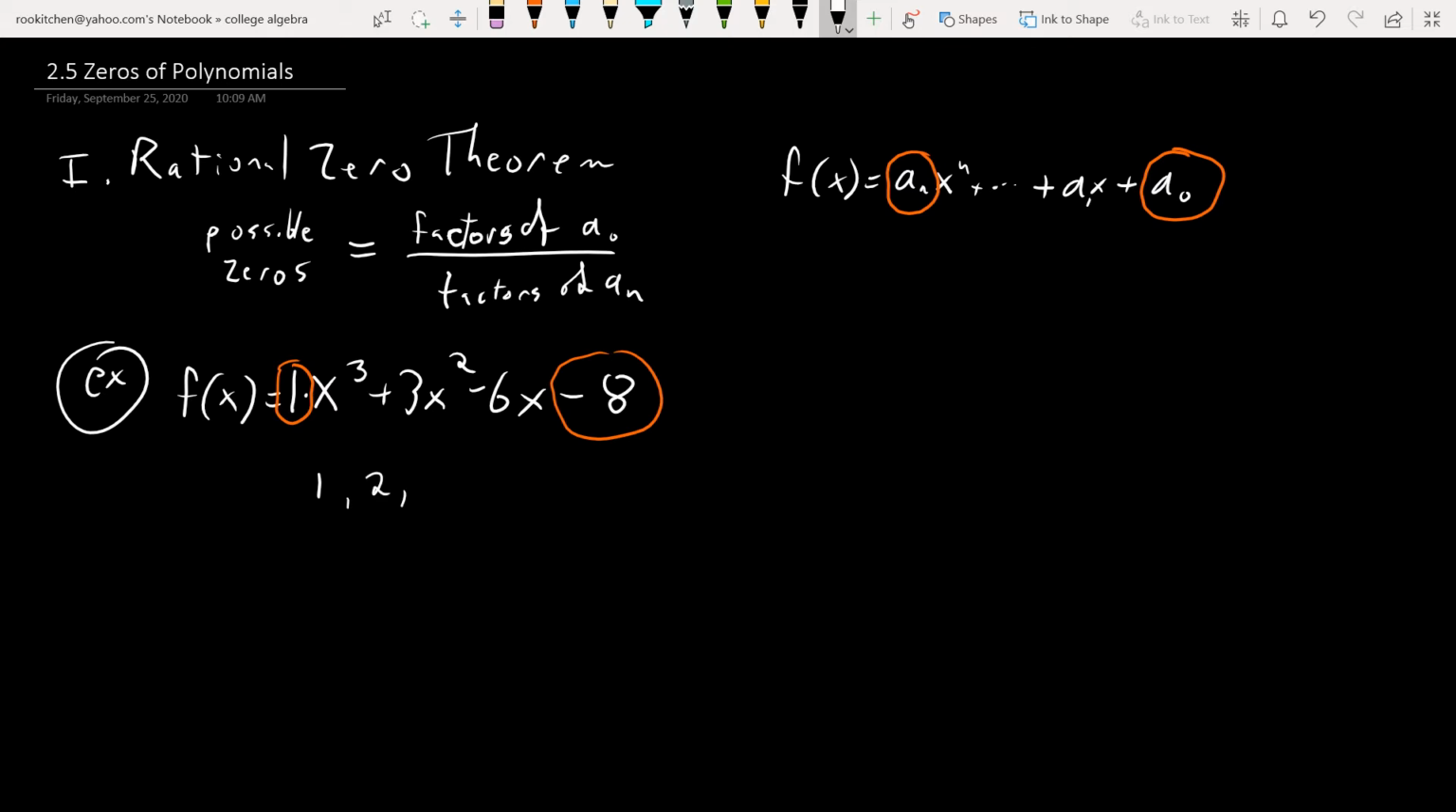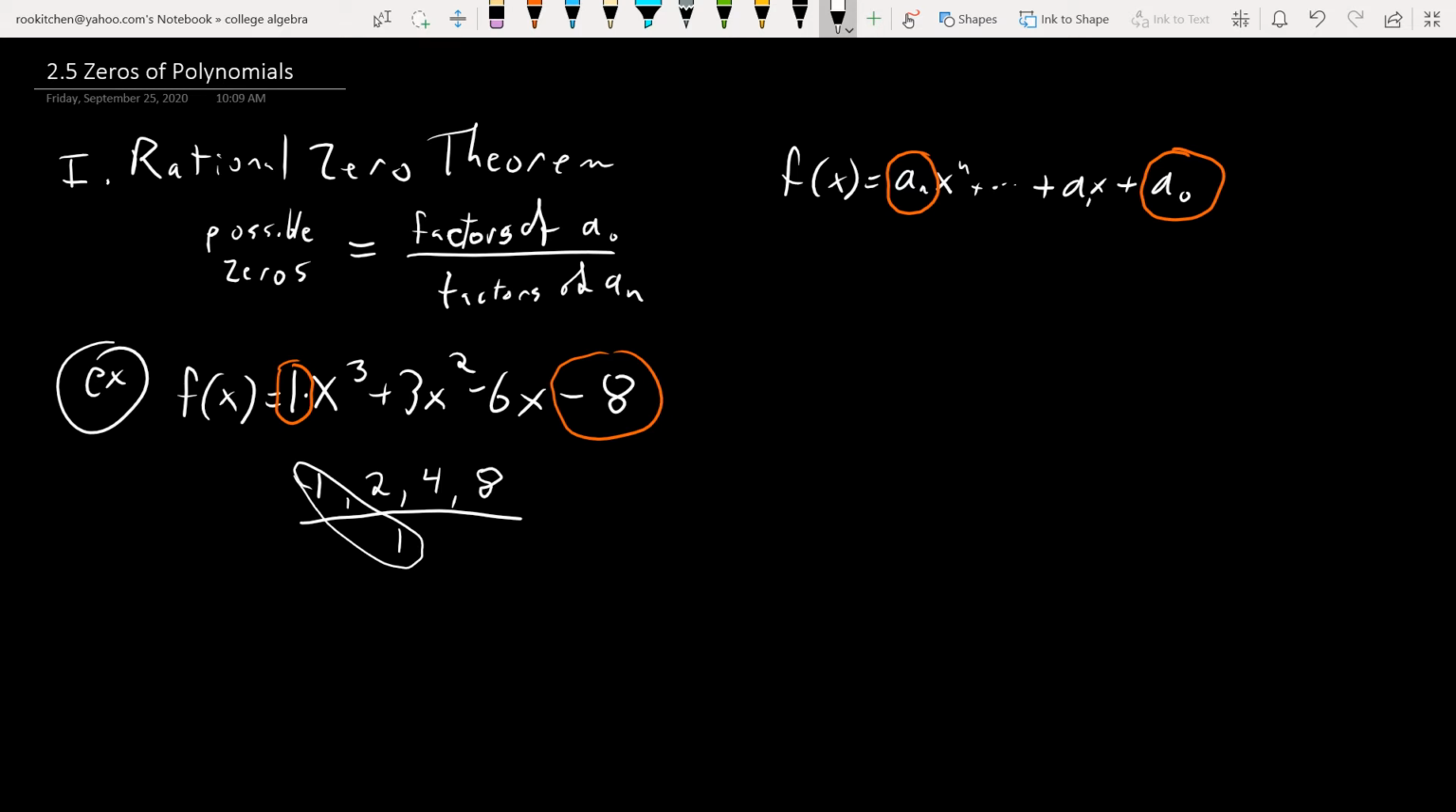2 divides into 8. Does 3? No. 4? Yes. 5? No. 6? No. 7? No. 8? Yes. Okay. And then all over anything that divides into 1. So the only thing that divides into 1 is 1. And then what we're going to do is look at all the possible fractions.